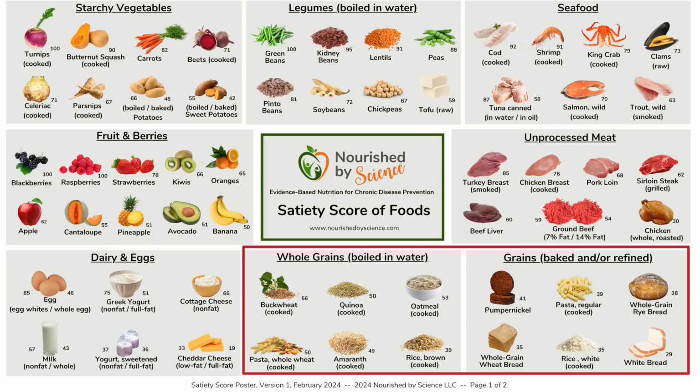And grains that are cooked by boiling in water, such as rice or quinoa, tend to have a higher satiety score than those that are baked. That's due to a difference in water content and energy density.